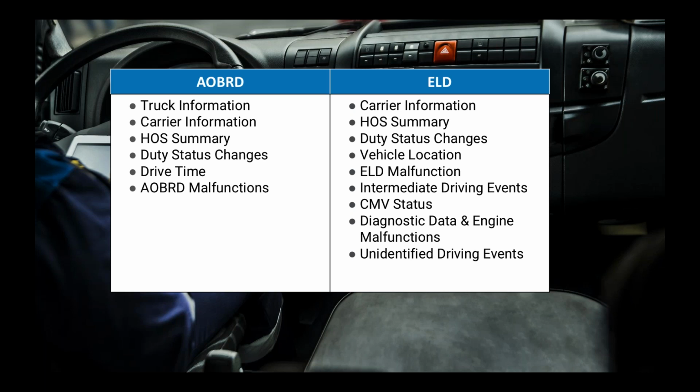An electronic logging device, better known as an ELD, records a lot more information. They must record all the data that was just touched on, in addition to recording intermediate driving events, CMV status, so powering on or off or logging in or out, diagnostic data and engine malfunctions, as well as unidentified driving records. With an ELD, you have very limited ability to edit your logs, and all edits are readily displayed if a DOT officer inspects your logs.